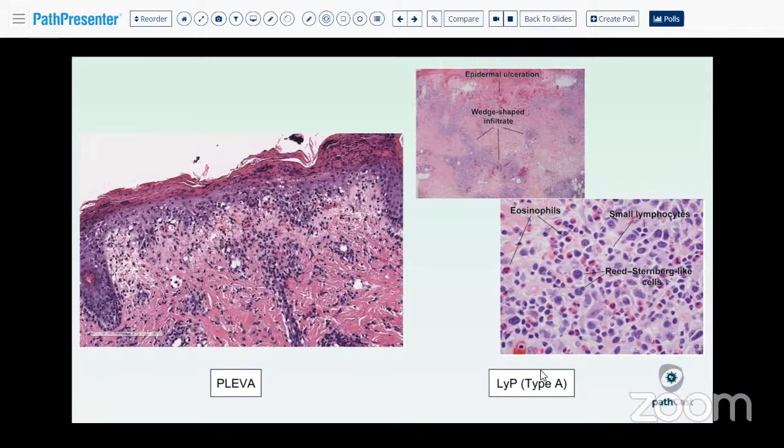It's like the key is zooming in and finding those large atypical lymphocytes and then doing a CD30 stain and confirming that this is a CD30 positive proliferation of a lymphomatoid papulosis. So whenever I see a case of PLEVA, always, always I zoom in and look for atypical lymphocytes. And if I have any doubt in my mind, I'll just throw on a CD30 just to make sure I'm not missing an LYP.